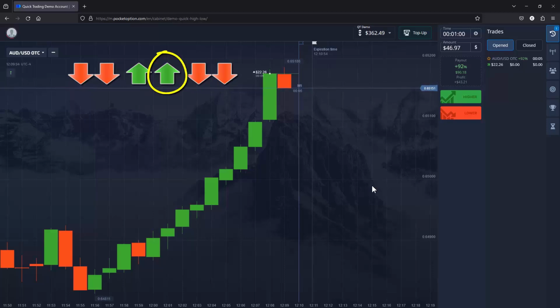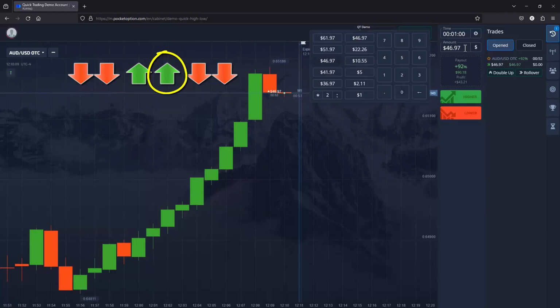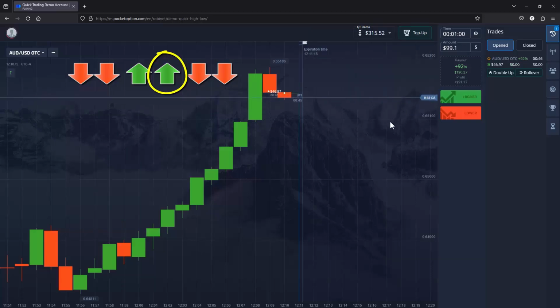It seems it's gonna be another losing trade. The candle is about to close. Let's go. I just entered the fourth trade. Now for the next trade, the amount will be $99.10 for the fifth trade. Now if I lose the current trade, the fifth one, the next one would be with lower option.